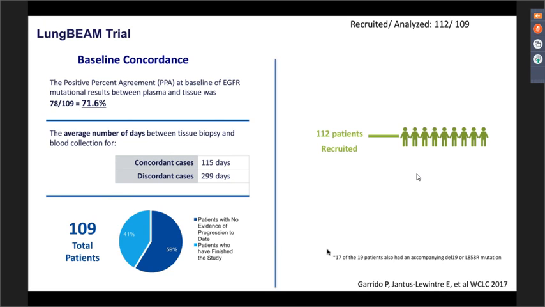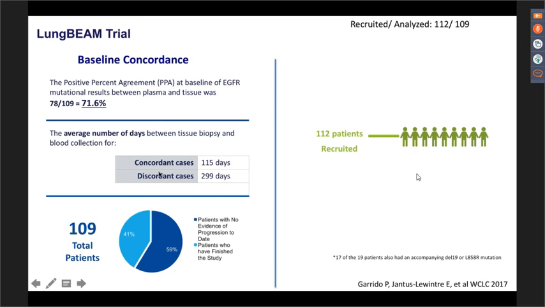The next question is, what is the proportion of agreement between tissue and plasma? And we made this LUNG-BEAM trial, a multicentric study called LUNG-BEAM, and the general agreement was 72%. But let's see what happened with the concordant and discordant cases.